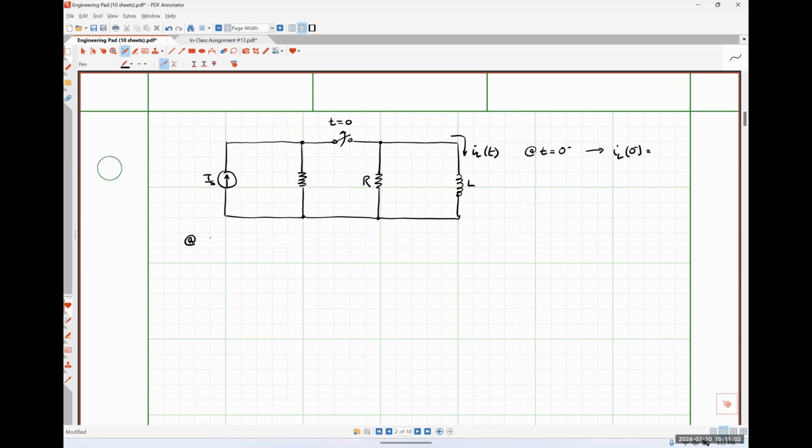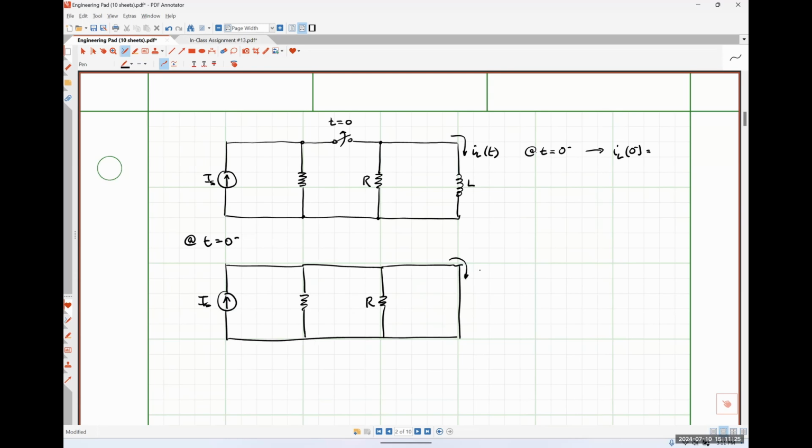So at t is equal to 0 minus, our circuit would look something like this, right? So we have IS, we have our unknown resistance, we have our arguably known resistance, and then over here on the right, we have a short circuit. And we're trying to find the current that's flowing through, sorry, that should be a 0 minus, our short circuit. So I disagree that it will be 0 amps, and I also disagree that it will be an infinite amount of amps. Anybody have any other thoughts?